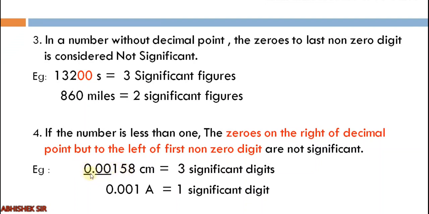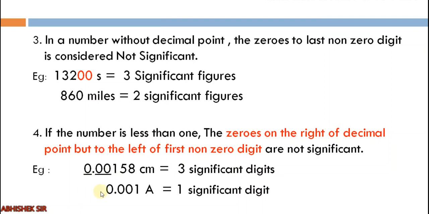So you see here 0.00158. First of all, the condition that it is less than 1. Then the decimal point, you see on the right side two zeros are there, and then the first non-zero digit starts. So all the non-zero digits will be considered significant, but the zeros here to the right of decimal are not significant. So 0.00158 has only three significant digits.